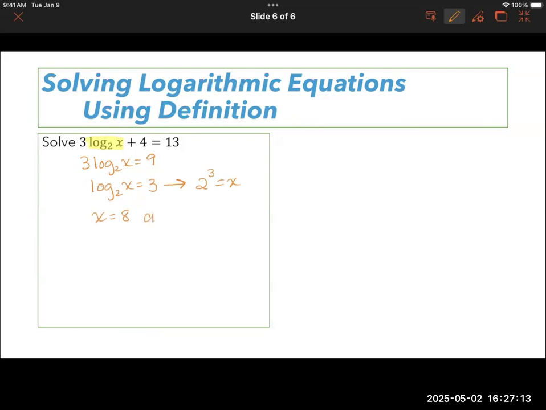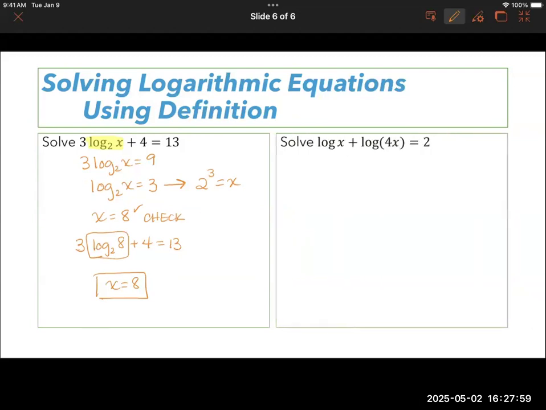And if we check that and put it back into our original equation, 3 log base 2 of 8 plus 4 equals 13. So I am taking the log of a positive here, and indeed log base 2 of 8 is equal to 3, so it does work out to the correct answer. So this does work, and x equals 8 is our solution. Okay, so if we can't set up a one-to-one, then we're going to rely on the definition and rewriting our logarithm into exponential form as the way to solve our problem.